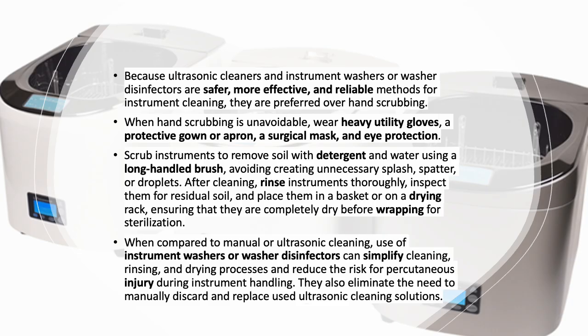But if you must use hand scrubbing, then we must wear full PPE: heavy utility gloves, protective gown, surgical mask, and eye protection. If we're going to use the hand scrubbing technique, we use detergent and water and a long handle brush. Why long handle? To protect ourselves from splashes, spatter, or droplets. After cleaning the instrument, rinse it with water, then inspect it. Is it clean or not? Then we leave it to dry. When it's dry, then we wrap it for sterilization.